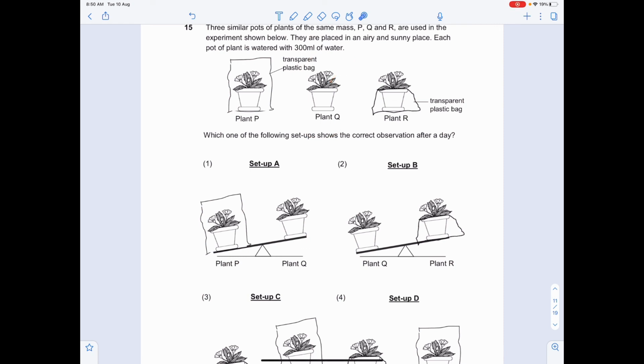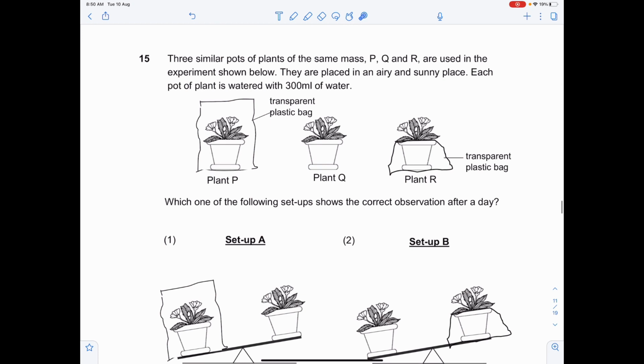So in a way, water has mass. So when that happens, your plant Q is going to lose mass because it has lost water. And then your R in this case would have also lost water as mass, because the leaves are the part where water loss is the most. Now, the process in which water vapor is being lost through the leaves is called transpiration.